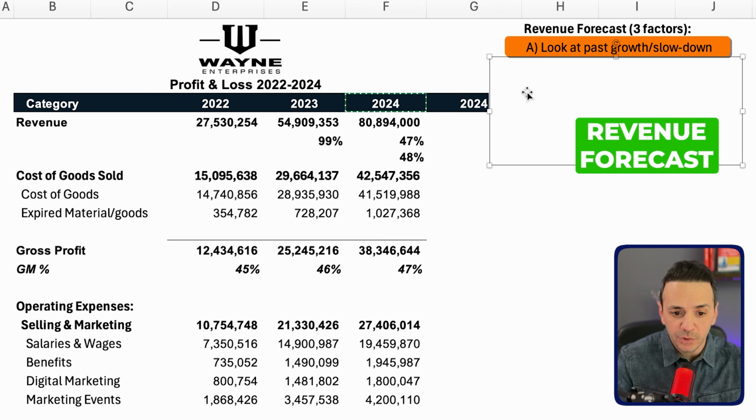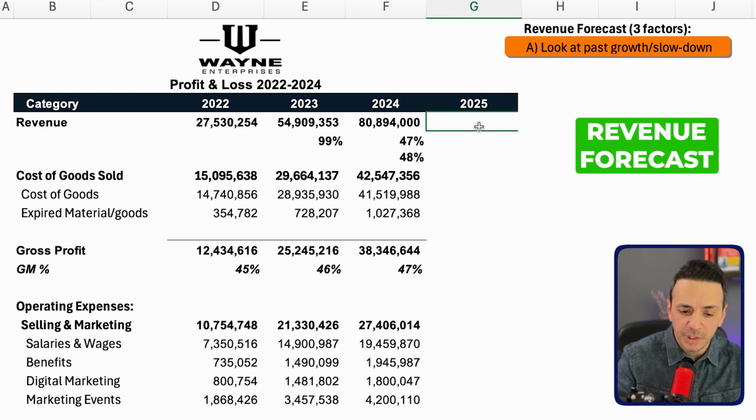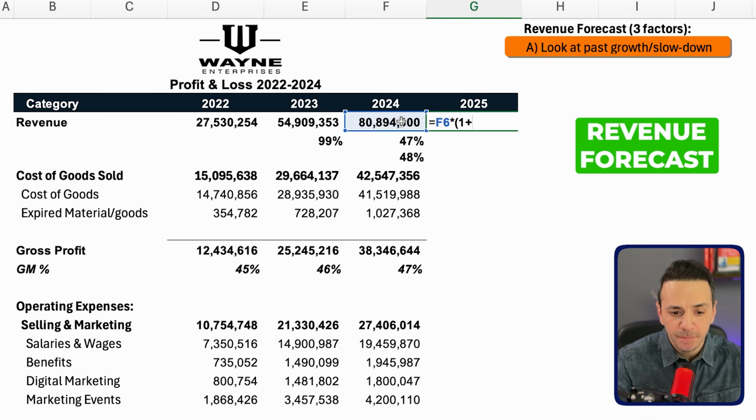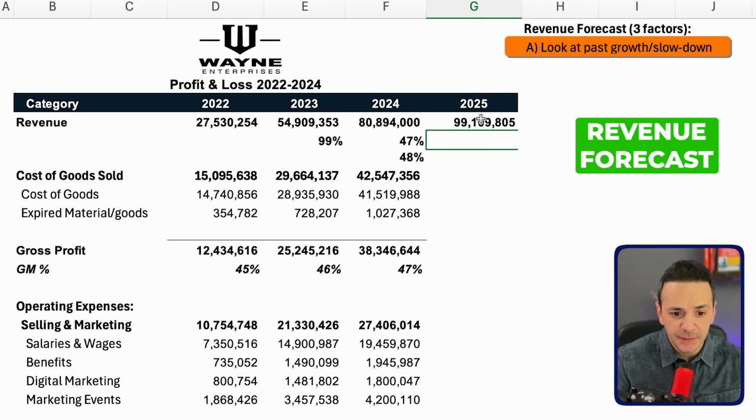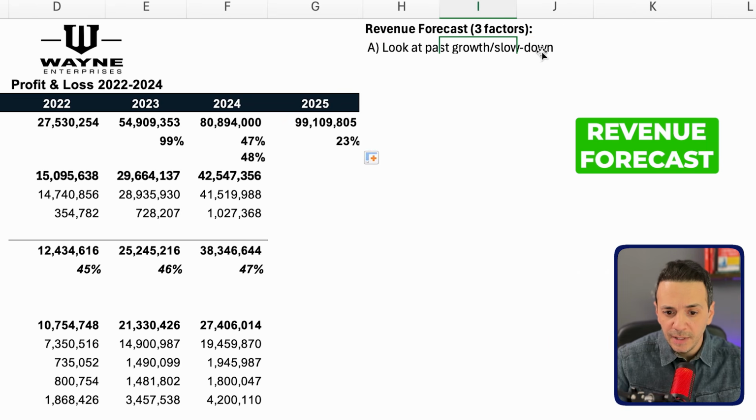So we create a column here for 2025. And we'll say the revenue is going to be revenue from prior year times 1 plus open parenthesis, the growth from last year multiplied by the growth slowdown. We close the parenthesis and hit enter, and that's going to give us $99 million for 2025. Therefore, under this assumption, the growth in revenue is 23%. So we'll take the 23% and we'll plug it here and we'll say based on this analysis, we get 23% growth in revenue.